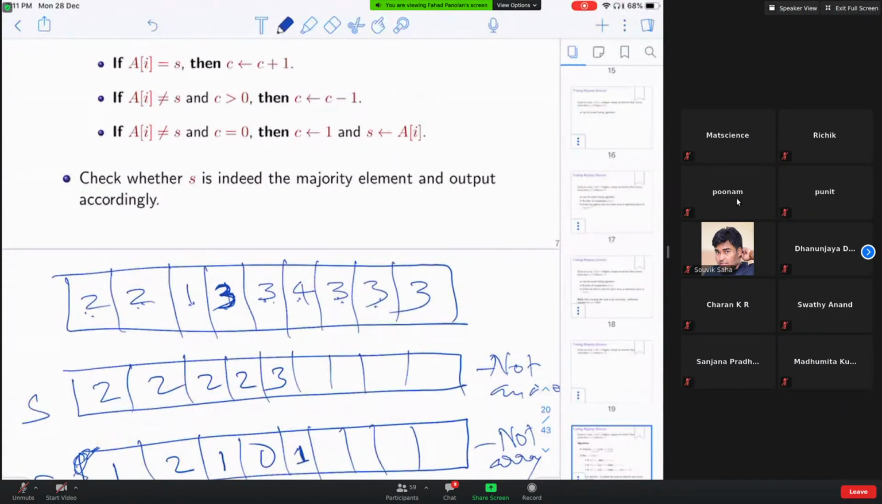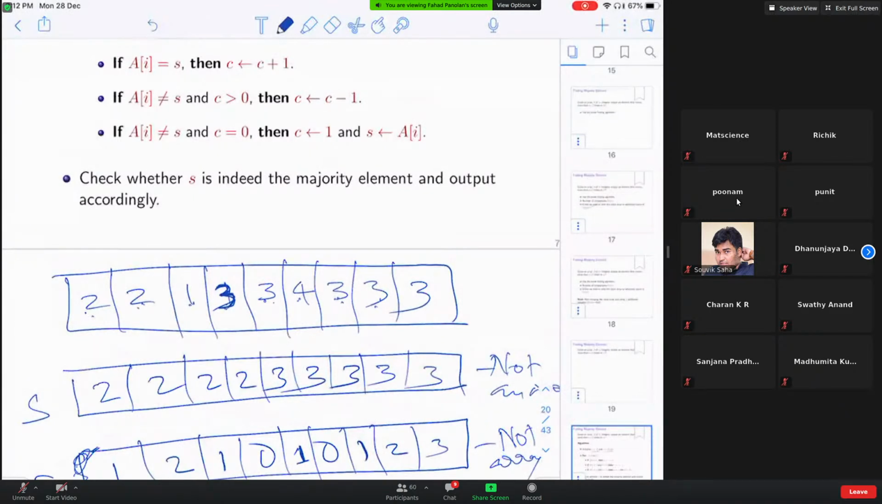And look at the next element. The next element is 4. 4 is not equal to 3, and the counter value is 1, so the counter becomes 0 and S is still 3. And the next element, 3, is the same as what is stored in S, so the counter is 1. In the next iteration, again 3 comes, which is equal to S, and the counter increments to 2. And in the next step, again 3 comes, so the counter value will be 3, and S will be 3.